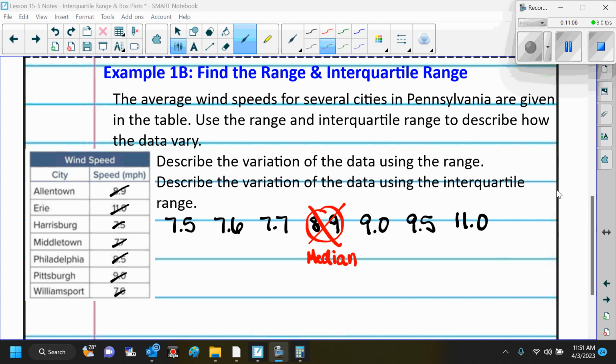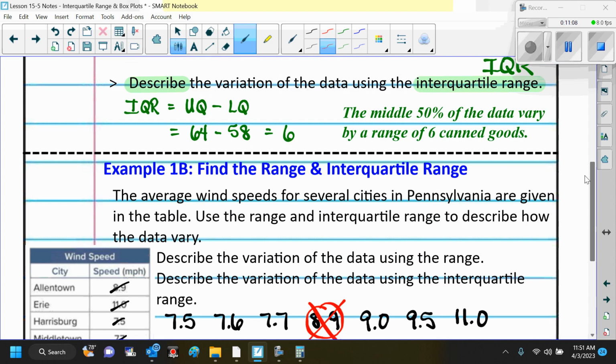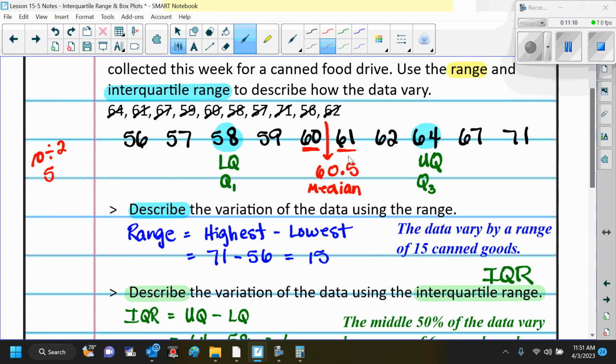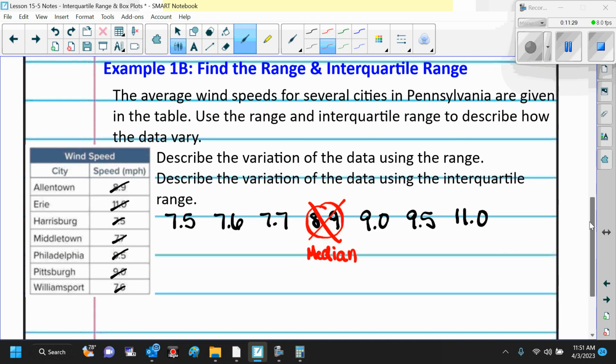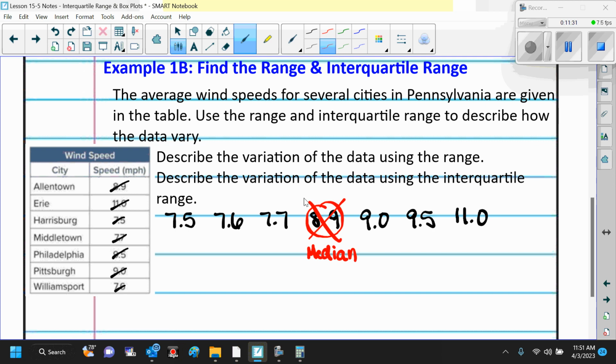Okay, so let me just scroll back up to show you the difference. So here we had two middle numbers, so we had to take the average of those two middle numbers to get the median. And then we still used the 60 for the lower half and the 61 for the upper half. Okay, down here, that is the actual median, so we're not going to use it anymore. So that's why we crossed it out.